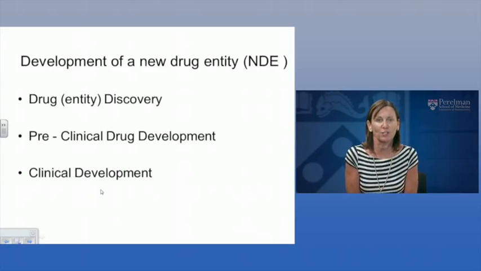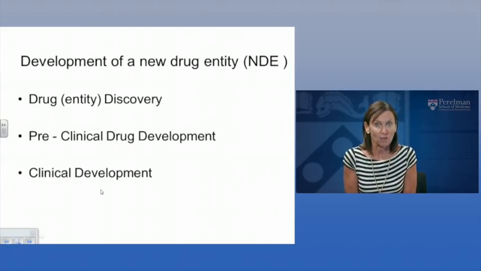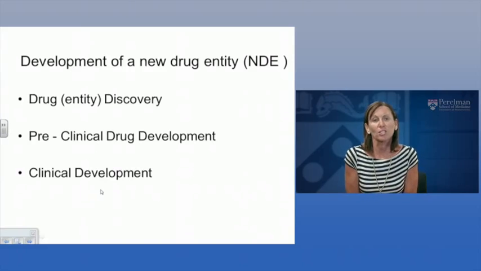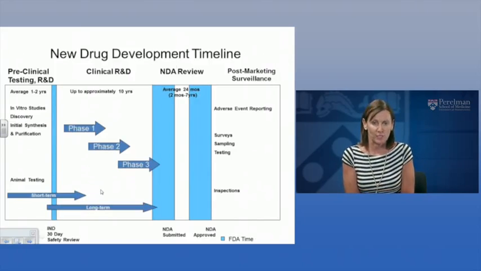So we have three different components. One is the discovery phase. The second is the preclinical drug development phase, or the animal testing phase. And the third is the clinical development phase.